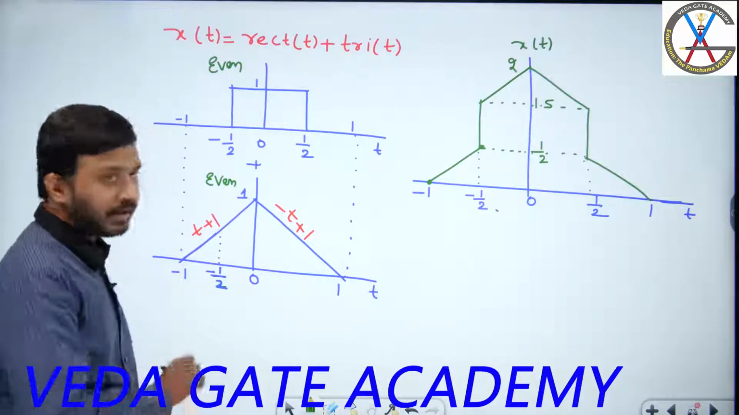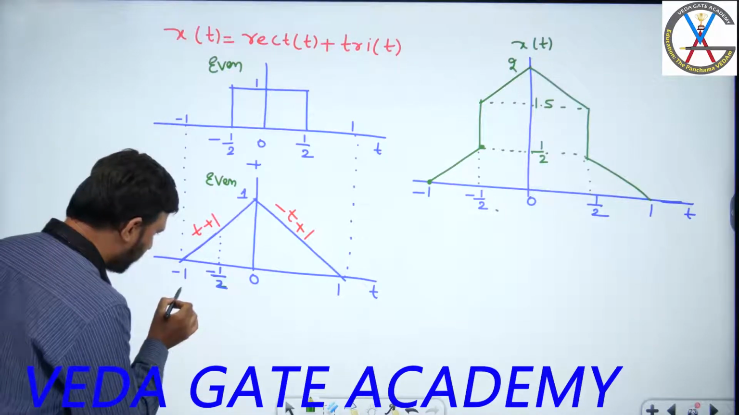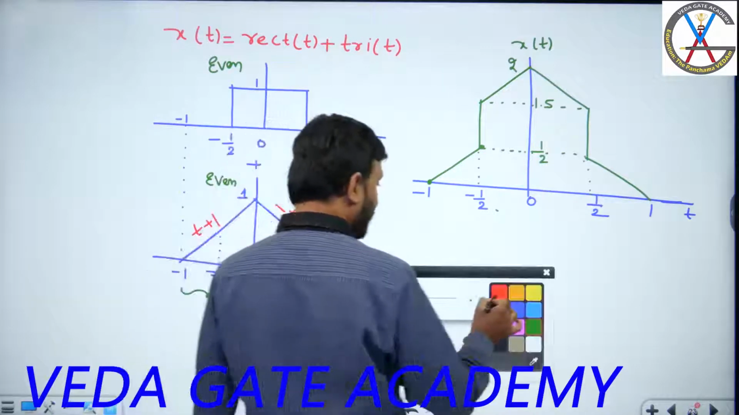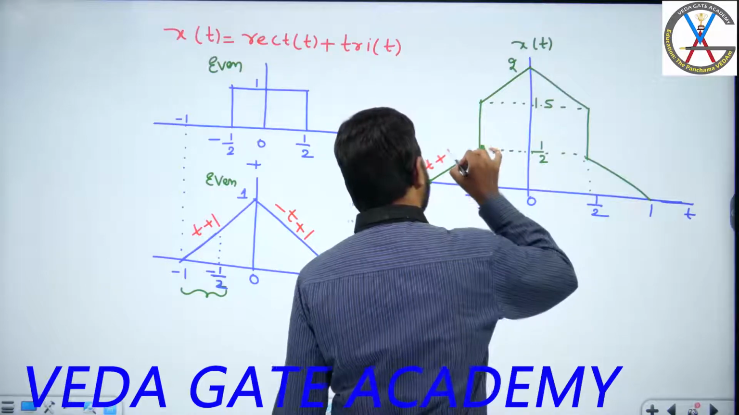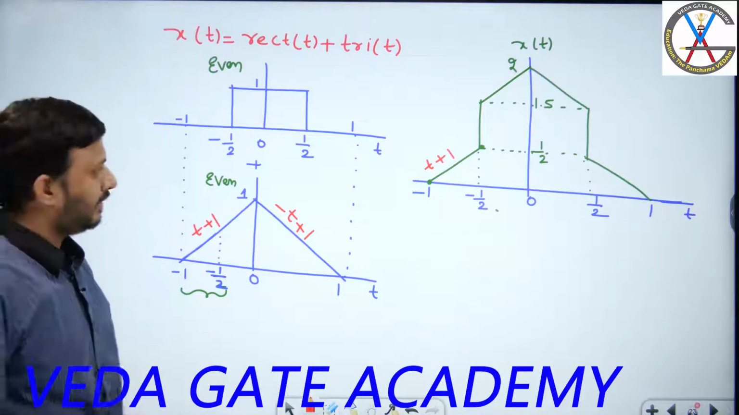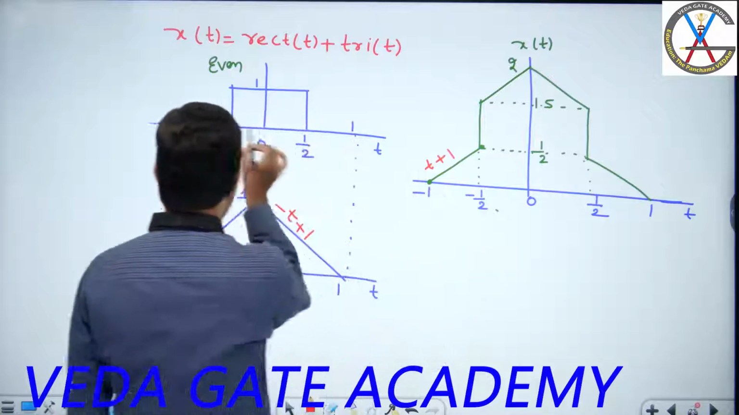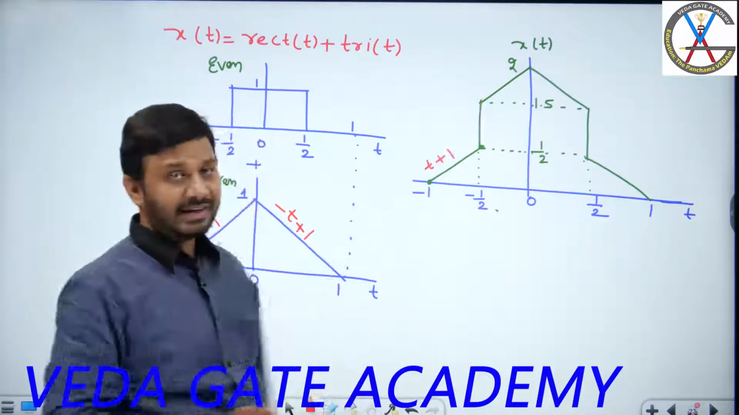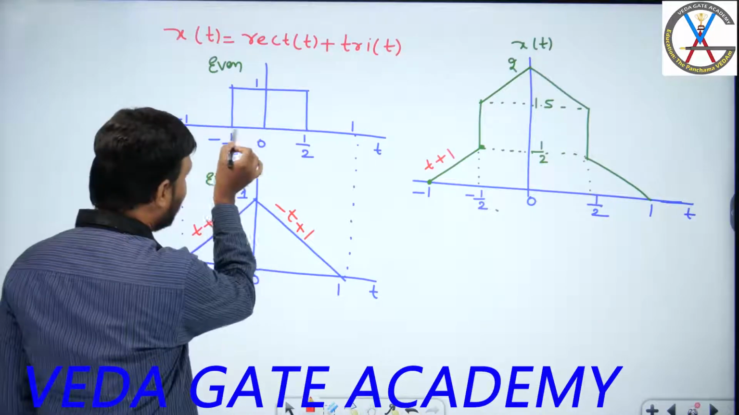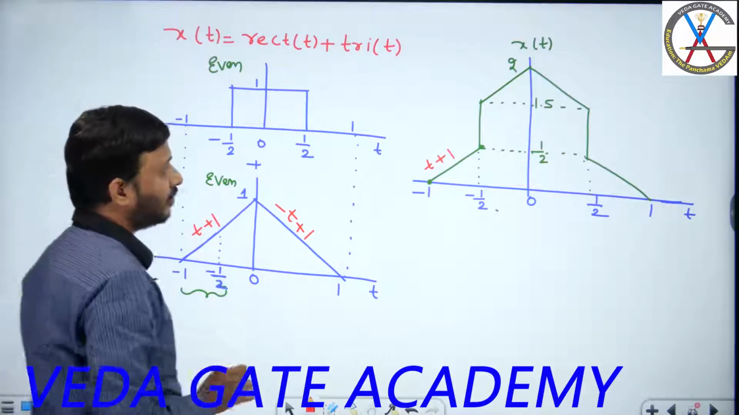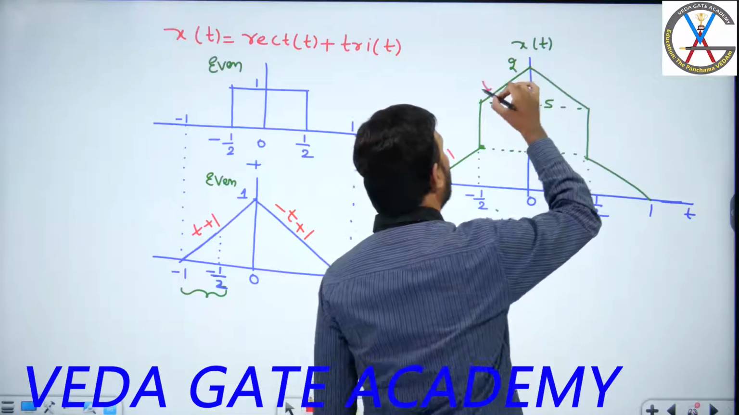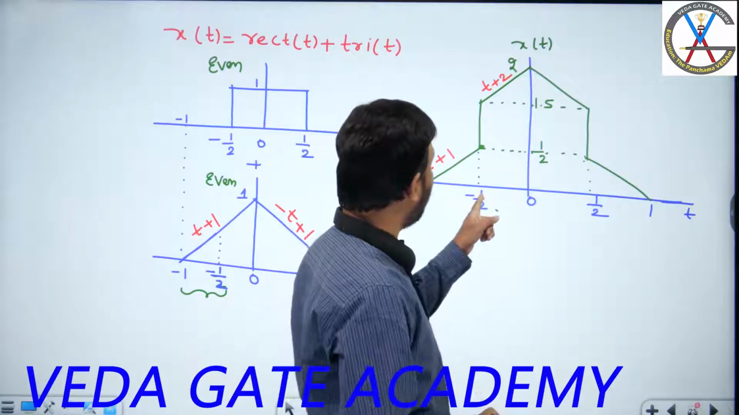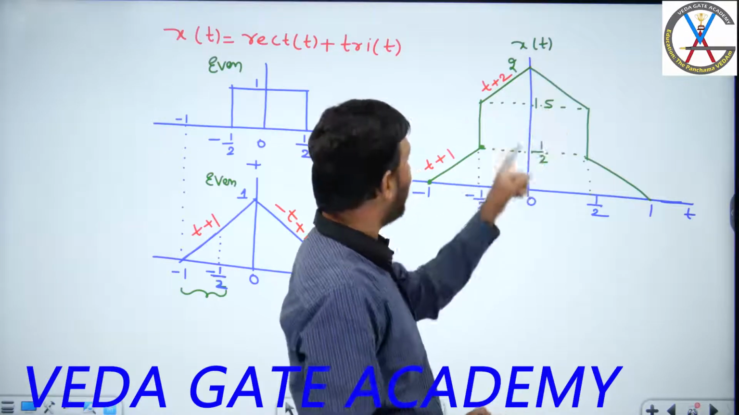Shall I repeat one more time? Observe here. From -1 to -1 by 2, this is t plus 1, this is 0. So here t plus 1 is carried. Right? Now, from -1 by 2 to 0, first of all, there is a jump discontinuity. So carry that in the resulting signal. And from -1 by 2 to 0, after this jump discontinuity, this is 1, this is t plus 1. So this will be t plus 2. What will happen if I substitute -1 by 2? 1.5. What happens if I substitute 0?